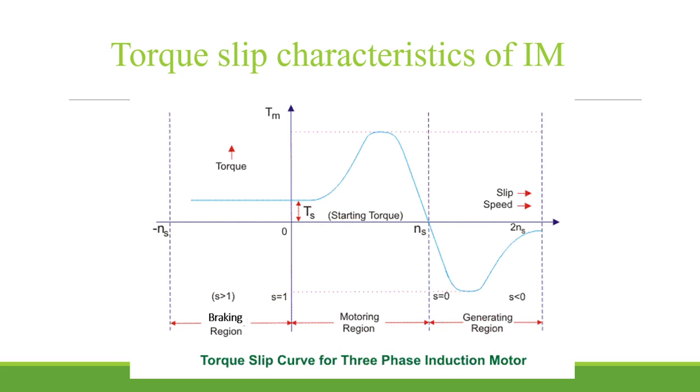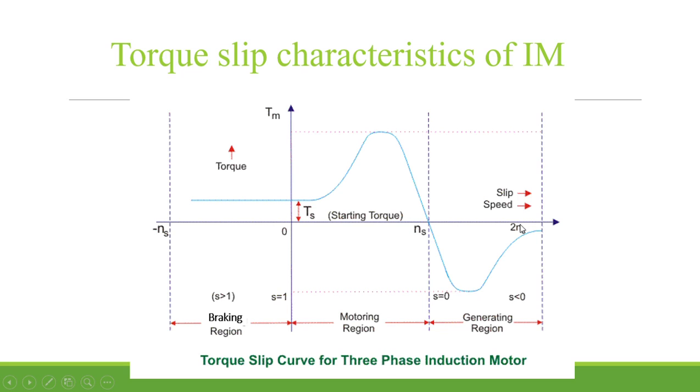So basically you need to know the three regions. The first region is the motoring region, in which the induction motor is operated. In the motoring region we have the low slip region, medium slip region and high slip region, as we have discussed in the previous slides. The induction motor has some starting torque, that's why it is self-starting. The three-phase induction motor is self-starting because of this starting torque. The maximum torque is also known as pull out torque or breakdown torque.